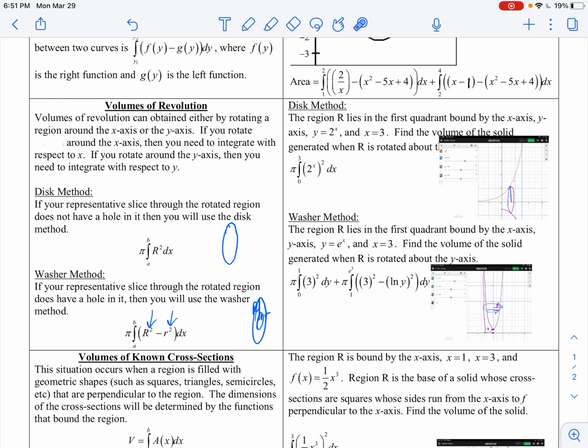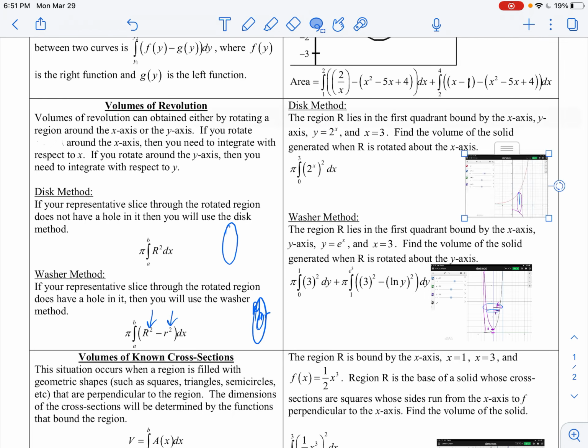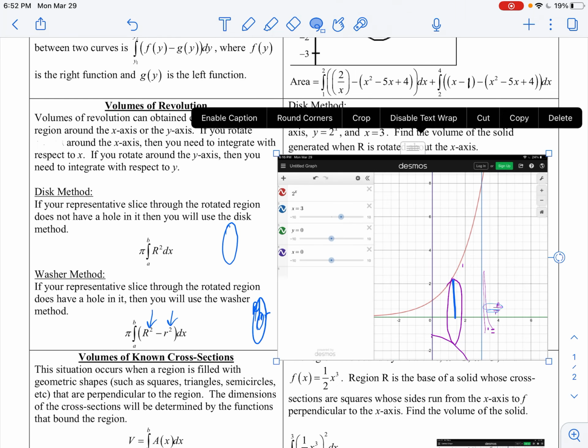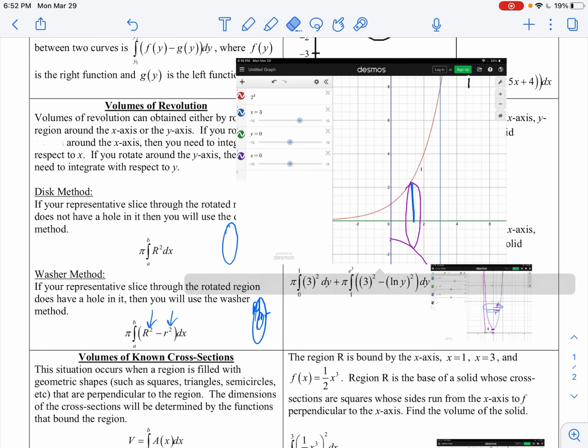It says for the disk method, the region R lies in the first quadrant, bounded by the x-axis, y-axis, y equals 2 to the x, and x equals 3. Find the volume of the solid generated when R is rotated about the x-axis. So I went ahead and graphed it just so I could get a visual of it. And here it is.